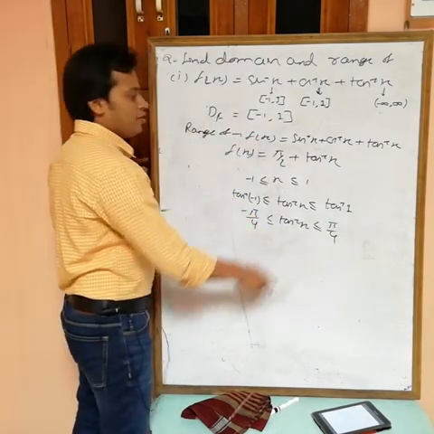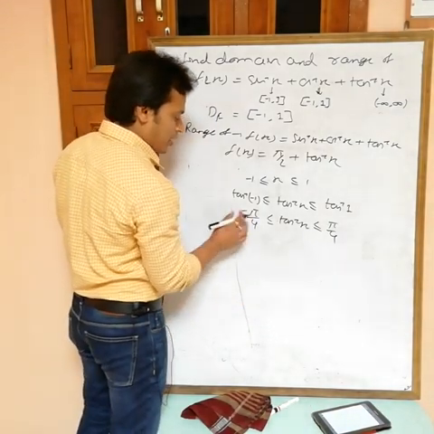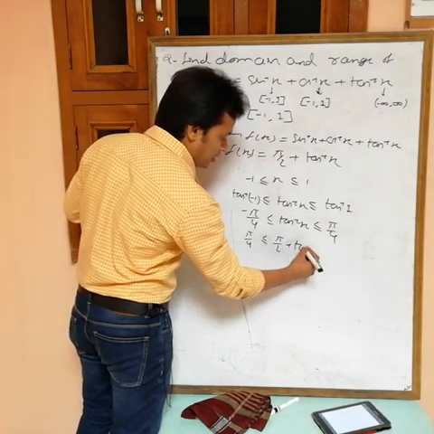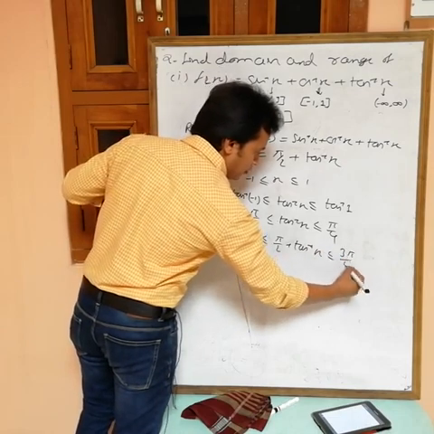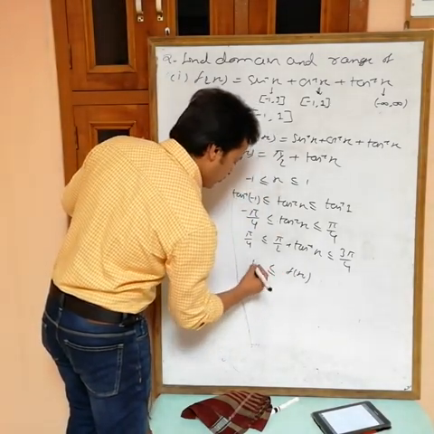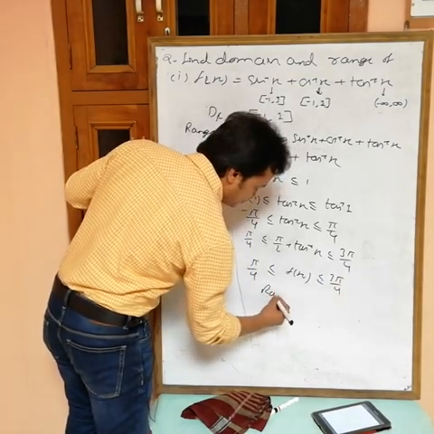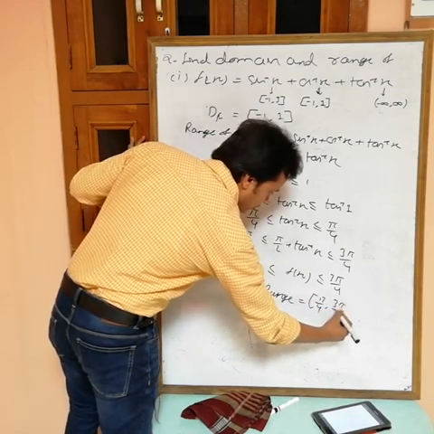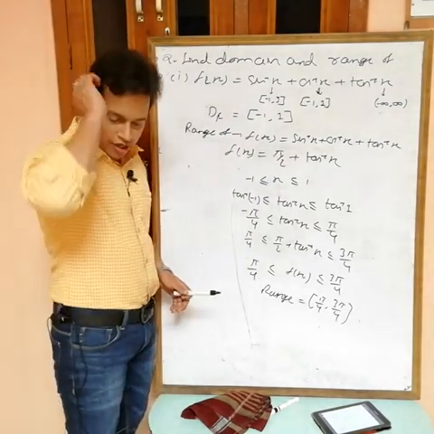Now what do you want? We want the value of this one, pi by 2 plus tan inverse x. So add pi by 2. If you add pi by 2 to minus pi by 4, it is pi by 4. Pi by 2 plus tan inverse x, and pi by 2 plus pi by 4 is 3 pi by 4. Now this is the value of f(x). Range, it means the value of f(x), is pi by 4 to 3 pi by 4. Now we are getting the range pi by 4 to 3 pi by 4. Just simple.